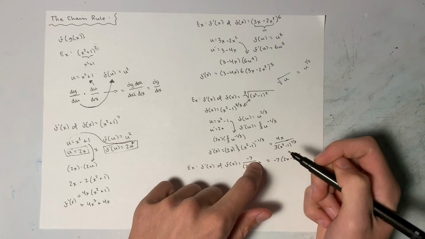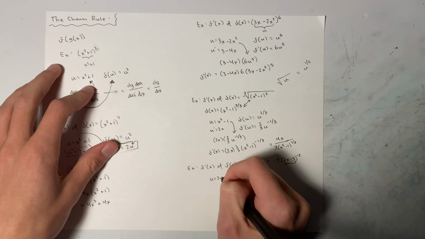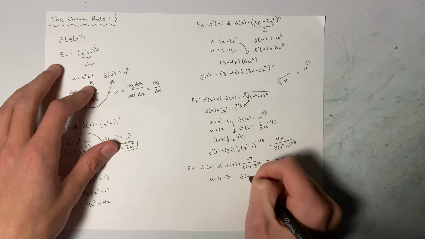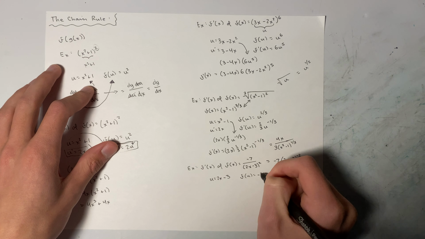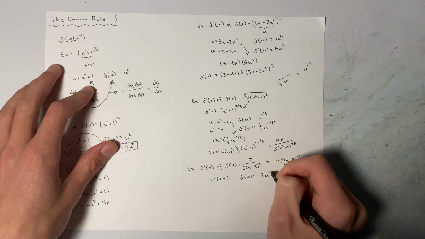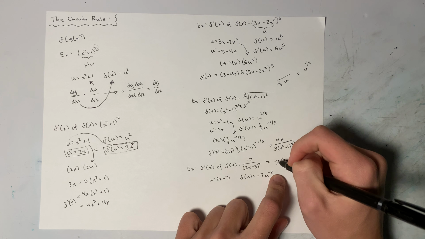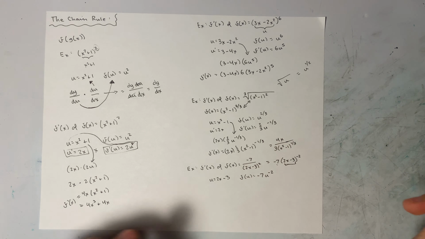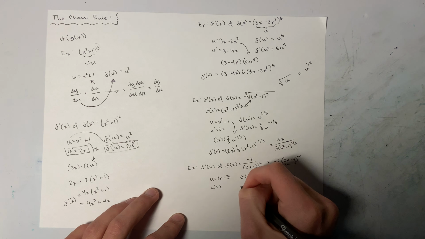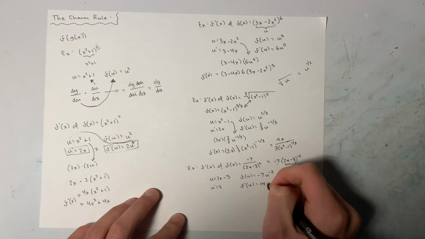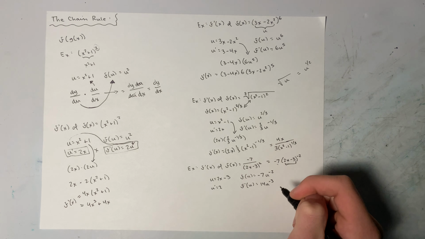So in this case, our u is going to be equal to this inside function. So u is equal to 2x minus 3. And our f of u is going to be equal to negative 7 times u to the negative 2. And you could also do this if you have a coefficient in front right here. It doesn't really change anything, as this is just still a function of u. So our u prime is just going to be equal to 2. And our f prime of u is just going to be equal to 14 u to the negative 3.